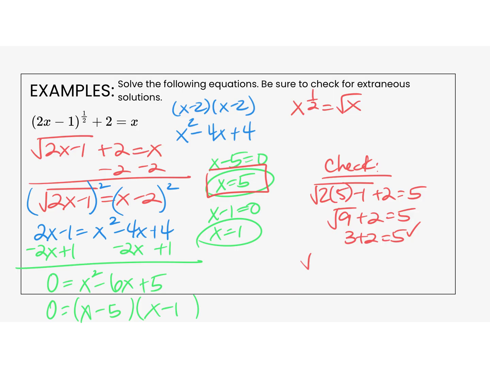Now let's check 1. Square root of 2 times 1 minus 1 plus 2 equals 1. 2 minus 1 is 1. 1 plus 2 does not equal 1. So again, there's an extraneous solution. So my only answer for that one is x equals 5.